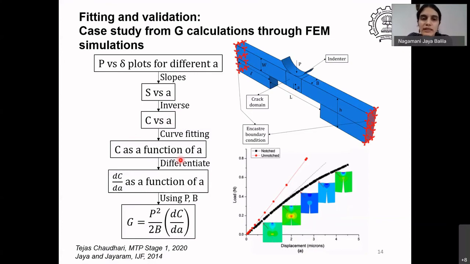Now I want to fit the compliance as a function of A. So let's see whether that fit is going to be a linear fit or not in the first place. Whether the compliance increases linearly as a function of A, or does it fit something else. Once you do that functional fit, once you check that the fit is good, then you can differentiate it and get dC by dA. And using the form of the equation given here, everything now is available. You can calculate what is called G.